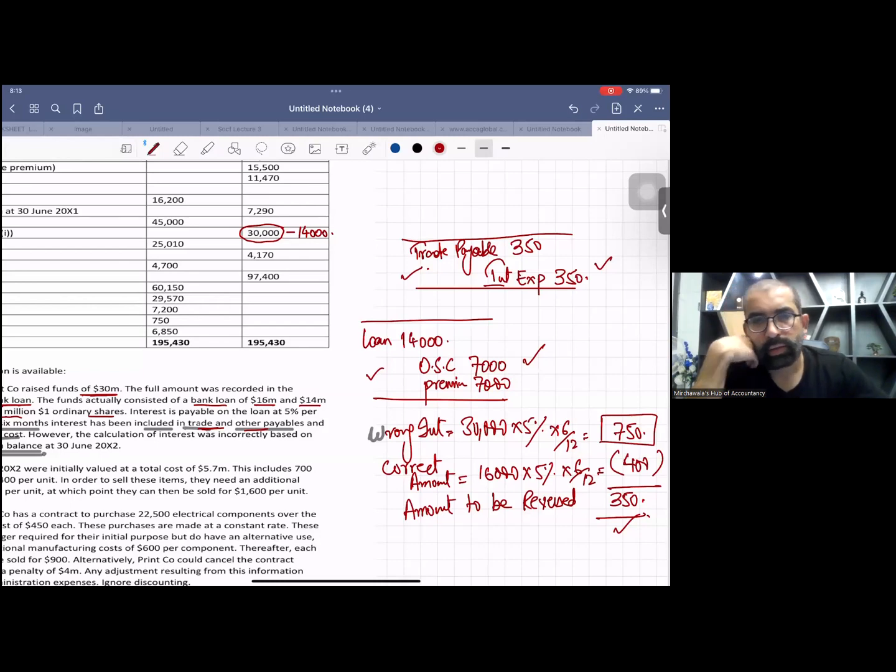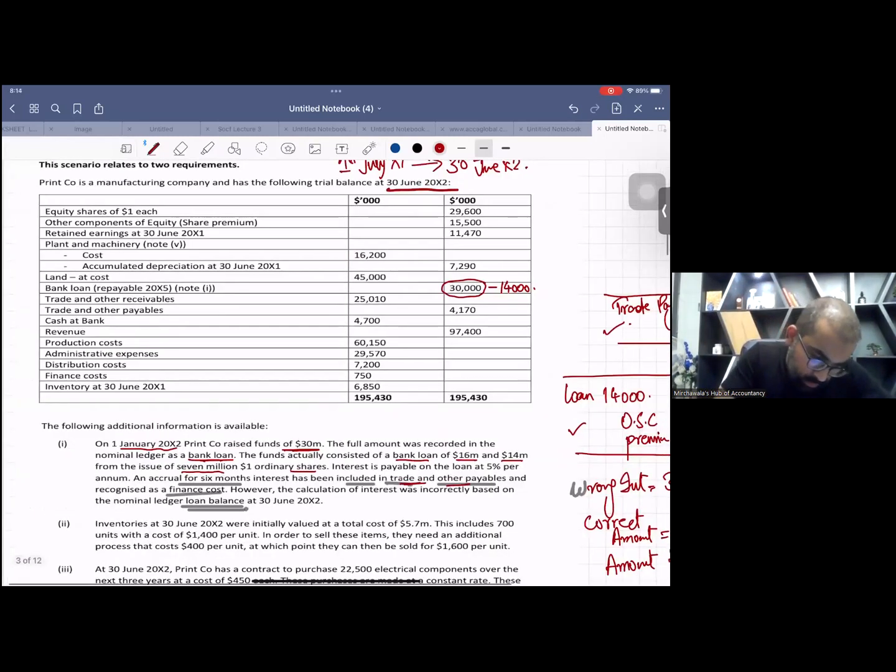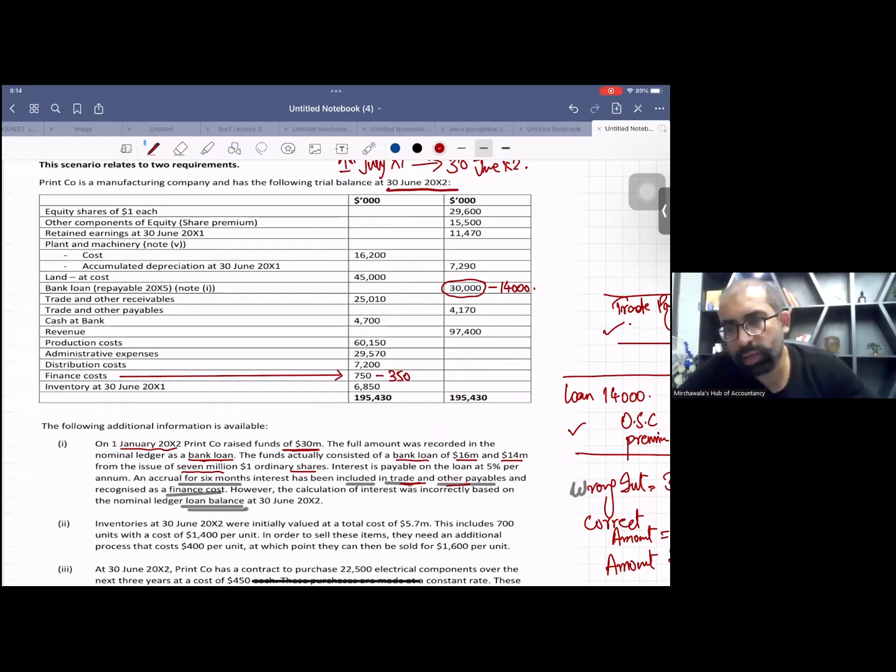Even I can show you. See here, they have booked 750. So we need to reduce 350 here. We need to reverse the interest expense by 350, so that we get the correct amount. And obviously when I make the income statement, I'll write the correct amount.